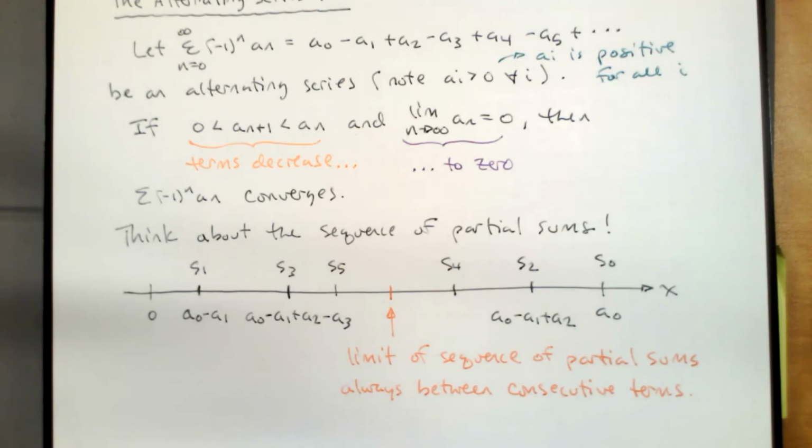That's the tool that we don't need from the drawer. The only thing the alternating series test can do is tell us if an alternating series converges. At which point we already knew, right?